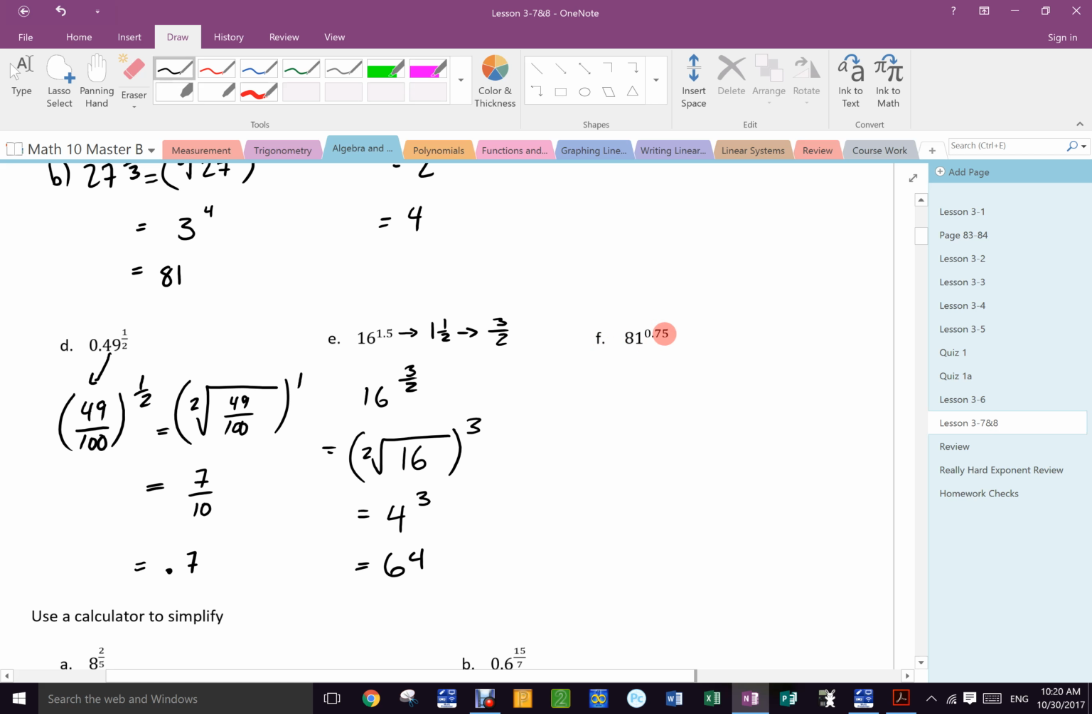So, what did you not like about F? Decimal. I don't like 0.75. So what is it really? 3/4. Now what? 4th root of 81 cubed, yes? Now let's pretend we just didn't do the 4th root of 81, because we just did.